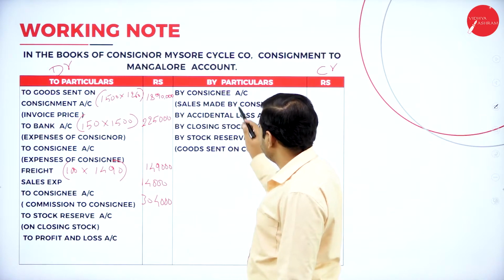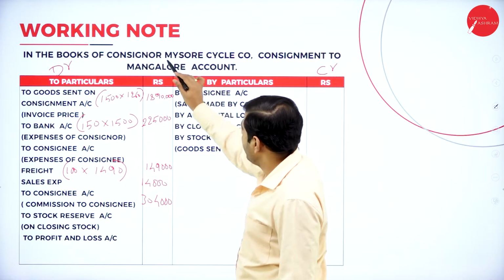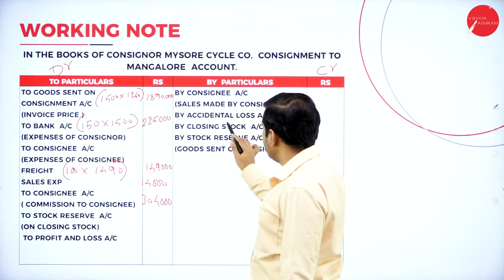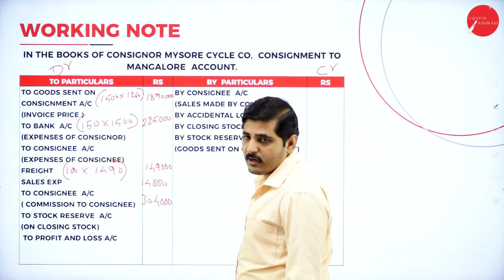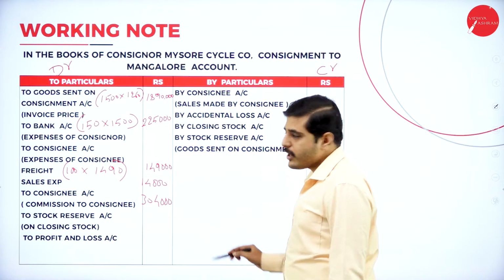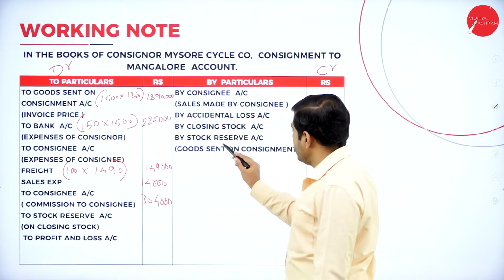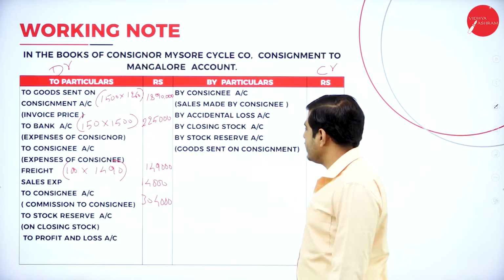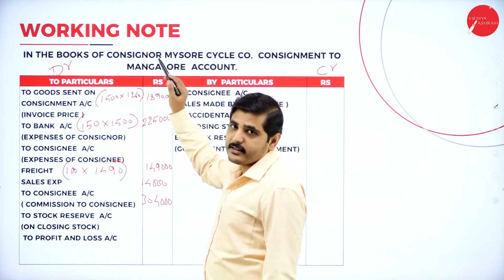What is the journal entry? Consignee account to consignment account. Here also, accidental loss account to consignment account. So closing stock account to consignment account. Stock reserve on goods sent on consignment account to consignment account.